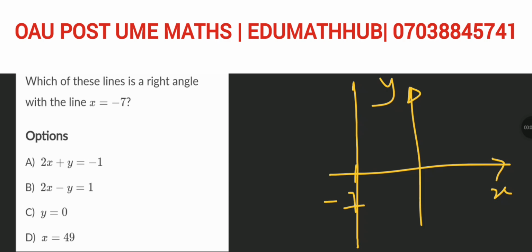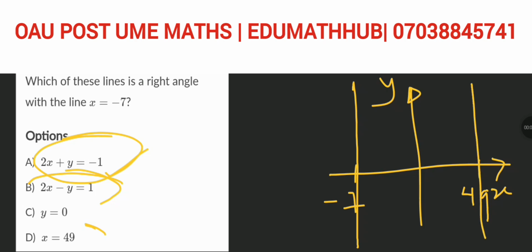Now, go to your options. Any option that has y there, that you can express as y equals mx plus c, can never be the answer. So option A cannot be the answer. Option B cannot be the answer. Option X, which is x equals 49: if you draw that one, 49 is around here. If you draw it, it's going to be a vertical line too. It is not at right angle to this one. They're actually parallel. So the only option left is the line y equals 0. So the answer is C.